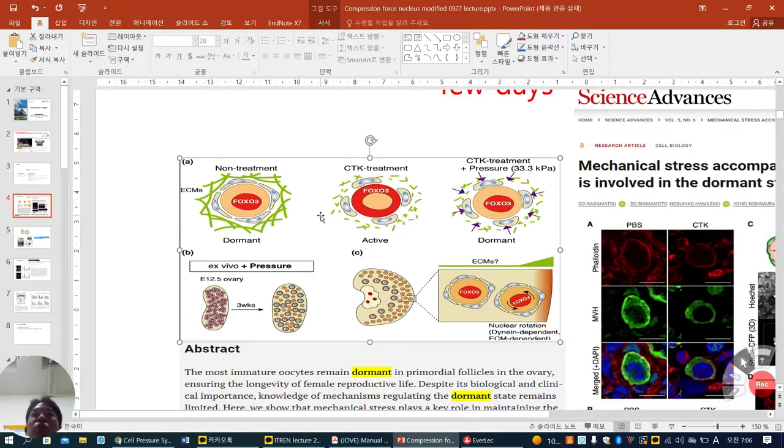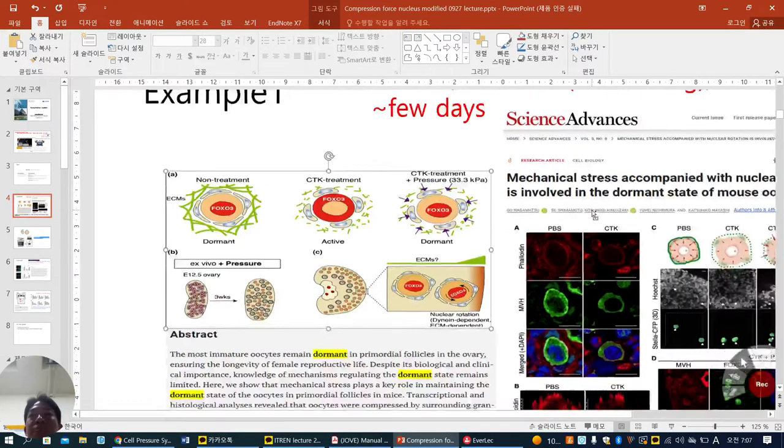So they proved this concept using this compression machine. If we want to use this kind of concept, the ECM or your material can induce some external compression force, which induces certain cell behavior, and then you can use the system instead of your ECM.